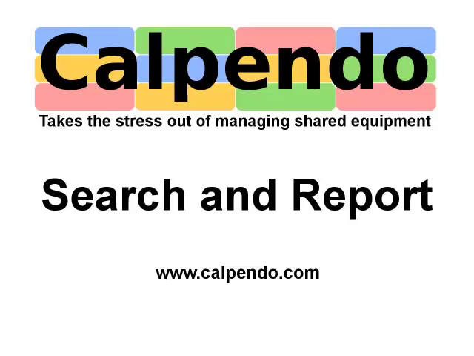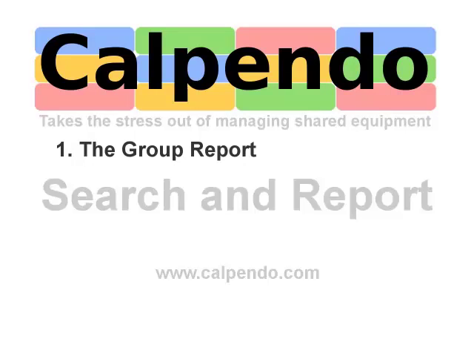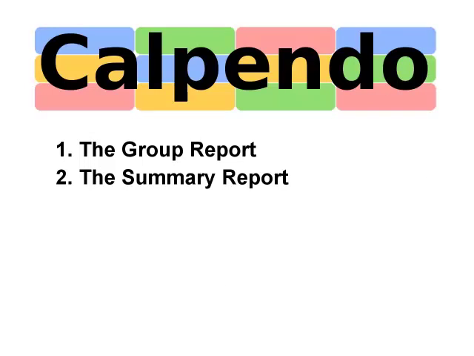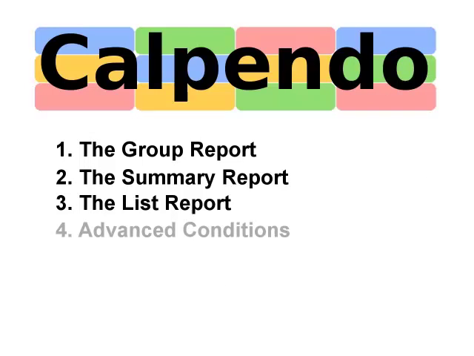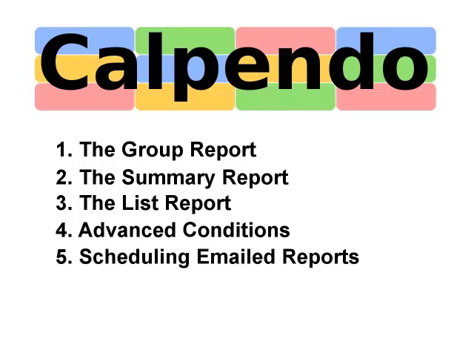This video shows you the search and report facilities available in Calpendo. It will cover the group report, the summary report, and the list report. We'll then go through some advanced uses of conditions for filtering the content of reports. Finally, we'll see how to set up a report that can be automatically emailed at regular intervals.